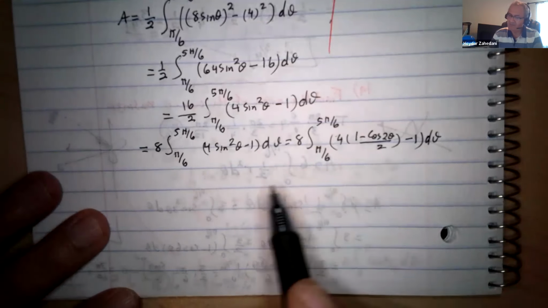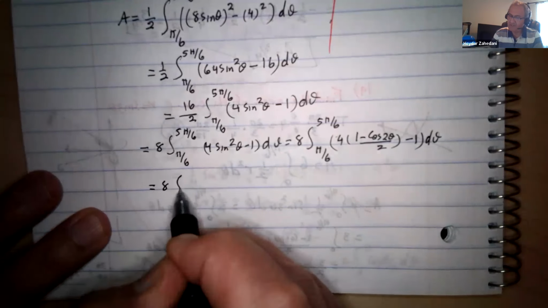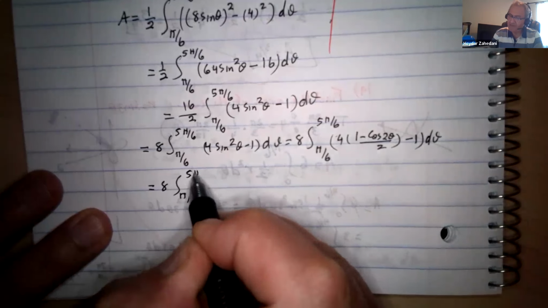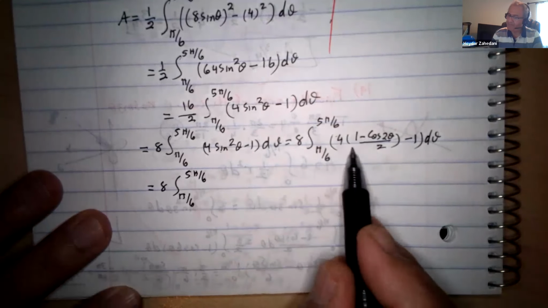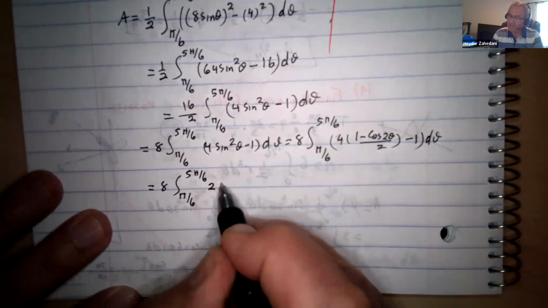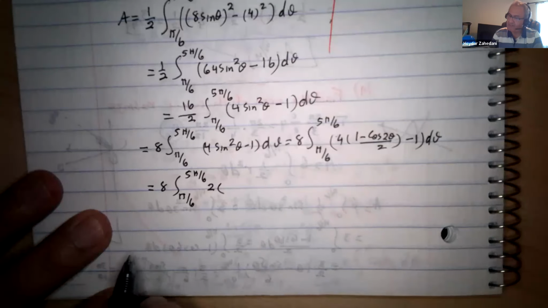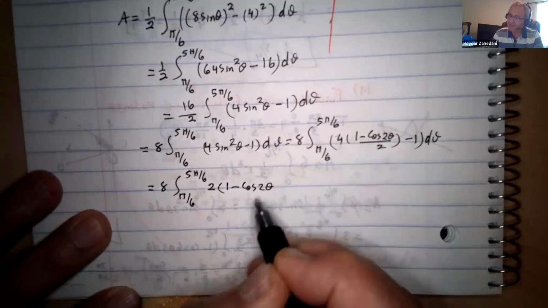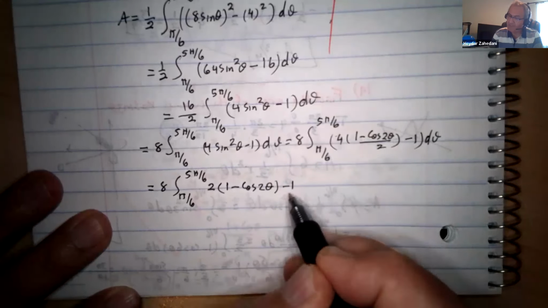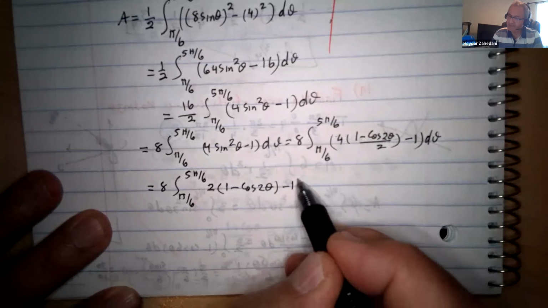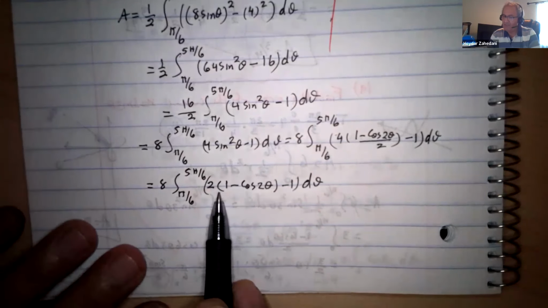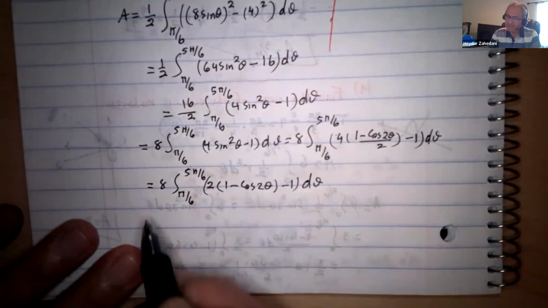4 and 2, you can simplify it. So that gives you 8, and you can integrate it separately if you like, from pi/6 to 5pi/6. Okay, so that gives you something like 2 times 1 minus cosine of the 2 theta, minus 1, then d theta. If you multiply this one, simplify it.